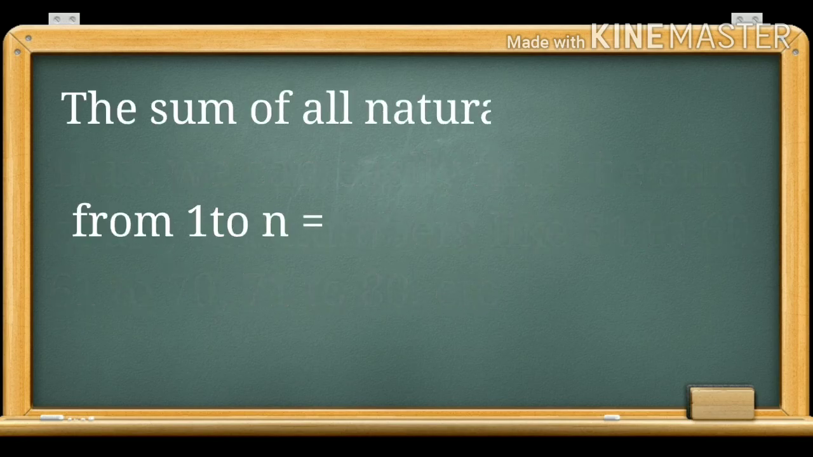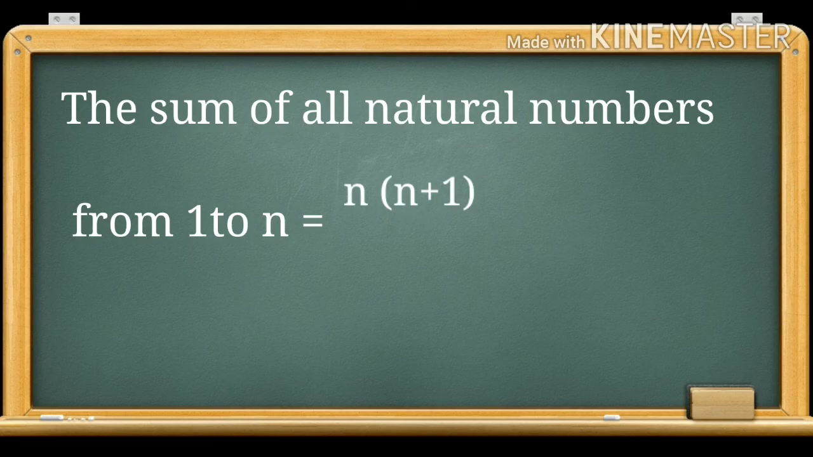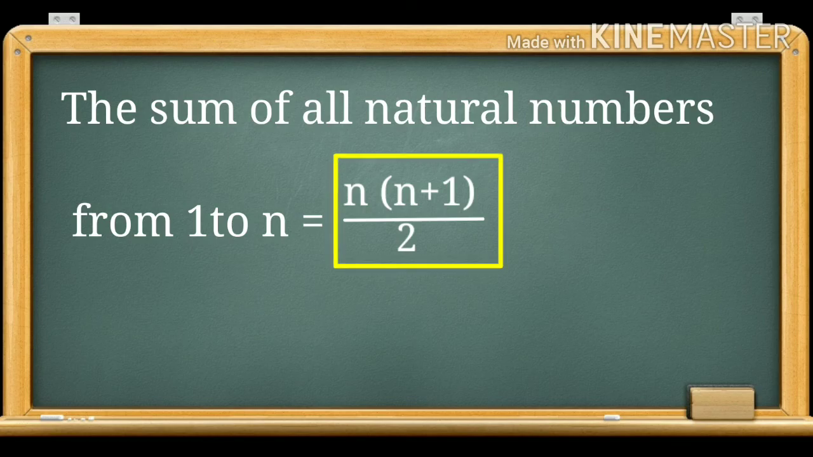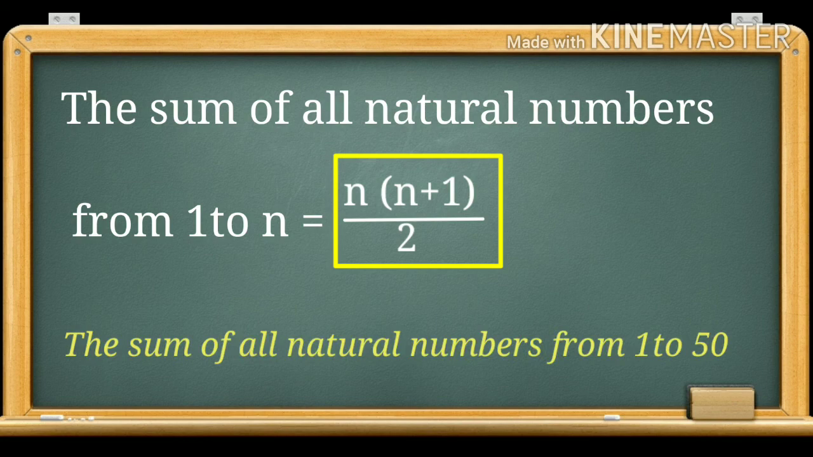The sum of all natural numbers from 1 to n is calculated by using the formula n into n plus 1 divided by 2. Let's see how to use this formula. If we have to calculate the sum of all natural numbers from 1 to 50, then we use this formula. In this formula, substitute the value of n as 50. Then you can easily calculate the sum.